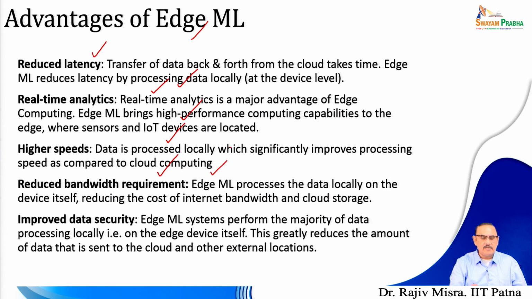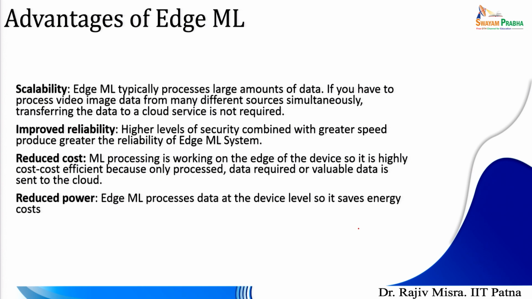Reduced bandwidth requirement, that is, edge machine learning processes data locally on the device itself, reducing the cost of internet bandwidth and cloud storage. Improved data security, that is, edge machine learning systems perform the majority of the data processing locally on the edge itself. This greatly reduces the amount of data which is to be sent to the cloud and other external locations. It will improve the scalability, it will improve the reliability, it will reduce the cost and reduce the power.